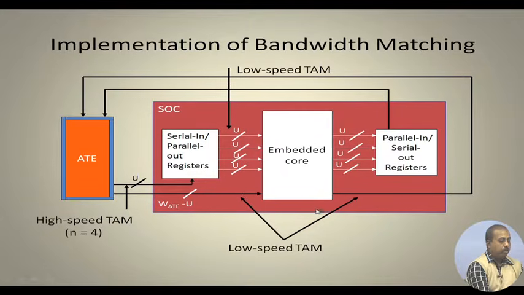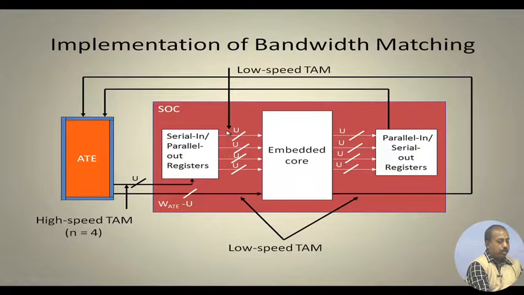That is fed here, the low speed TAM part, and it is fed to the core. The u lines plus the others coming back from the core will again be converted via a parallel in serial out register into a serial value, and that will be transferred back to the ATE.